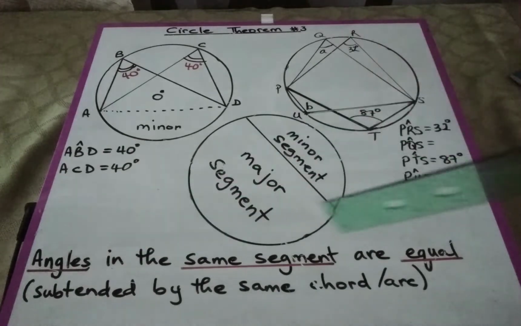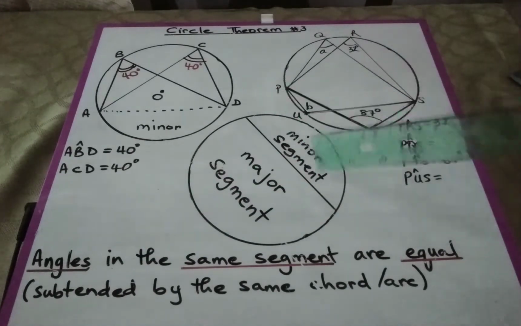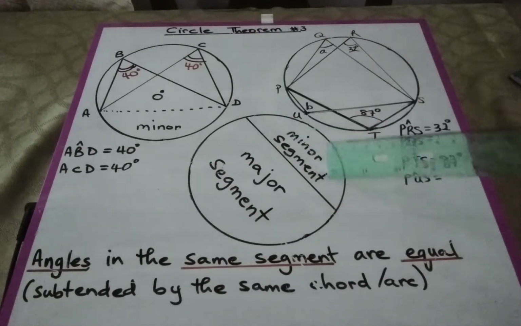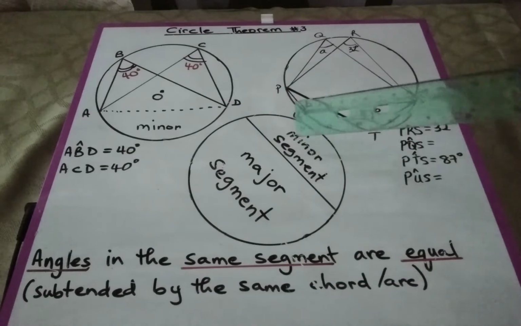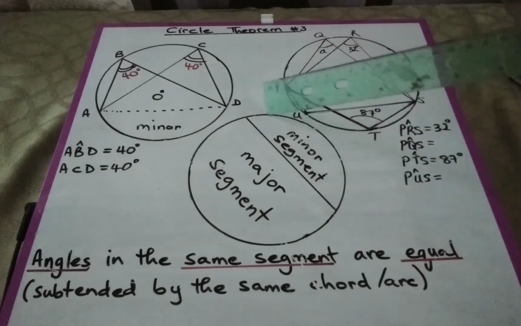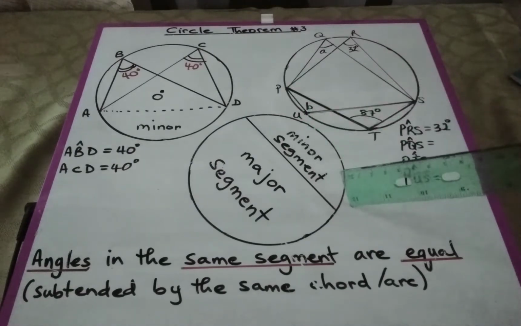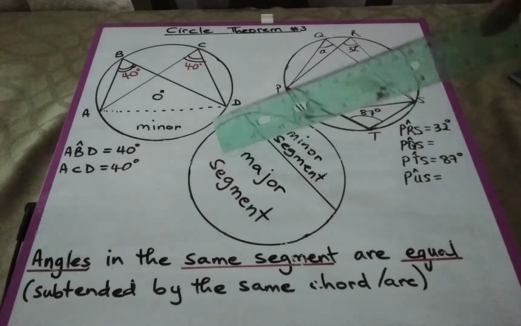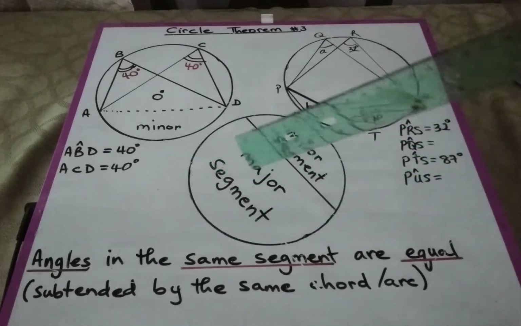Now, based on the theorem, all the angles that are in the same segment would be equal. So if you see angles in the minor segment, they will all be equal. Angles that are on the circumference. And if you see angles in the major segment that are on the circumference, they will be equal.